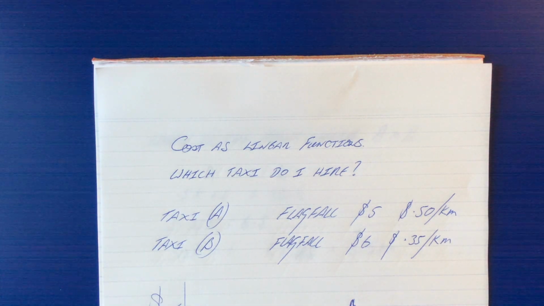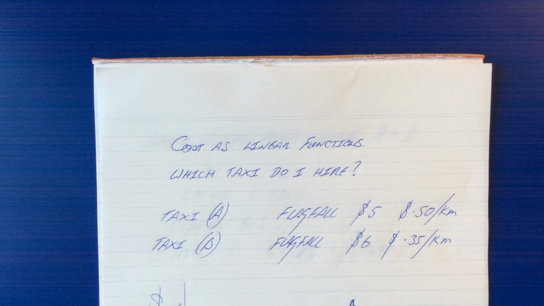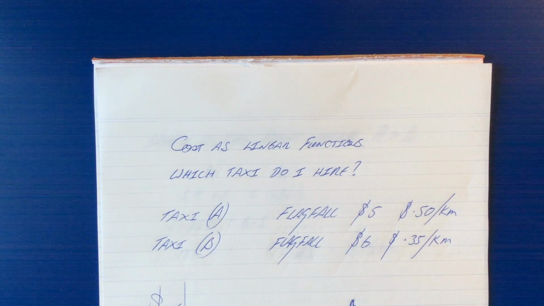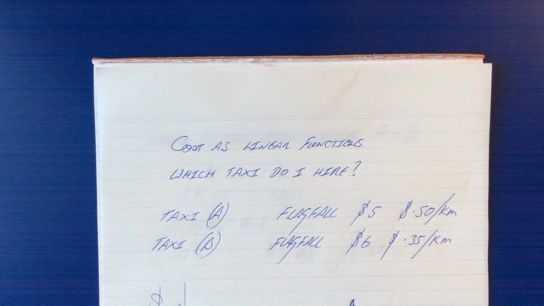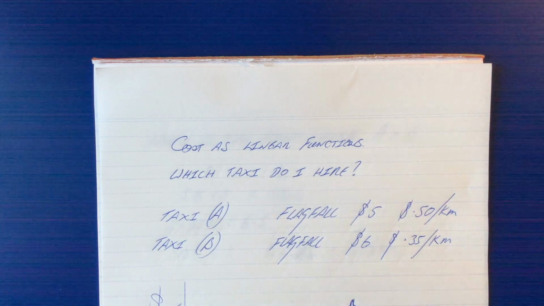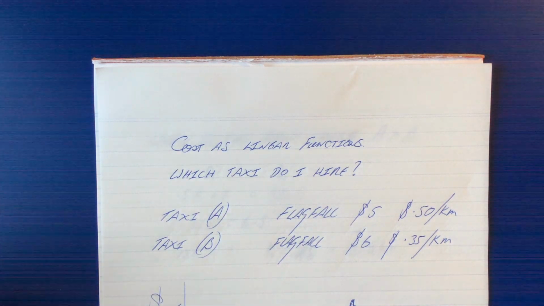Today we're looking at cost as linear functions. I emphasize the word functions because we're looking at two cost graphs and we have to make a decision about which taxi, in this case, gets hired and at what point it's worth hiring one as opposed to the other. So this is a fairly common sort of problem.